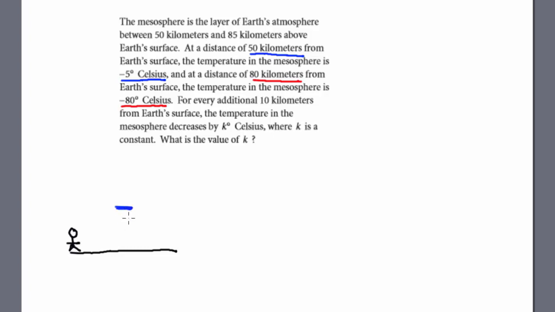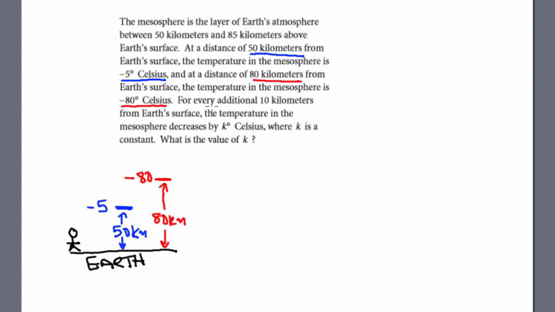Somewhere 50 kilometers above is one spot that we're being asked to consider. And at that point, the temperature is -5 Celsius. And then there's another spot, which is maybe up here, and this is 80 kilometers. And at this spot, the temperature is -80. Okay, so here's our picture. It's one way we can think about it. Of course, this is our Mother Earth.